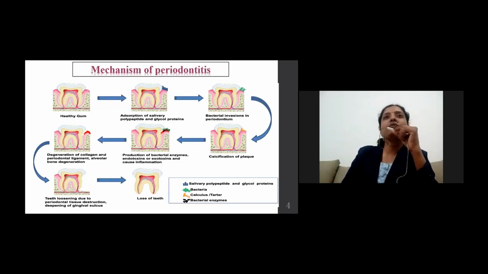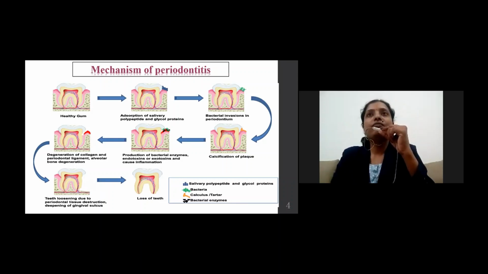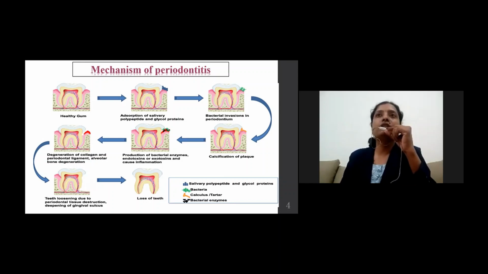This is the pathology, how it proceeds inside the gums. If there is absorption of salivary peptidase or glycoproteins, these proteins will be deposited over the teeth and may form calculus or tartar. Then bacteria are attracted towards this tartar, and there is a calcification of this plaque. When bacteria feed on this tartar, they generate certain enzymes and endotoxins that are mainly responsible for the inflammation. Such inflammation goes on progressing, and finally it is responsible for the loss of teeth, and that may be very dangerous, especially in small kids.